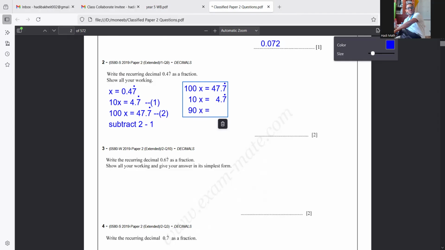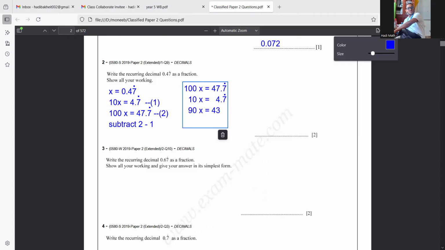Equals to, then 7 recurring minus 7 recurring is 0. And then 7 minus 4 is 3. And 4 minus 0 is equal to 4. So the answer is 43. So 90x is equal to 43.